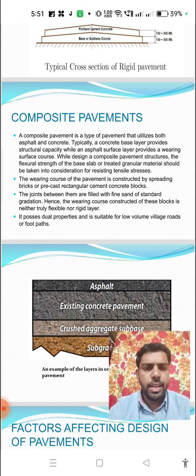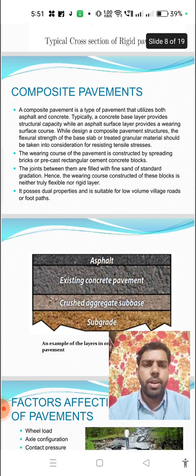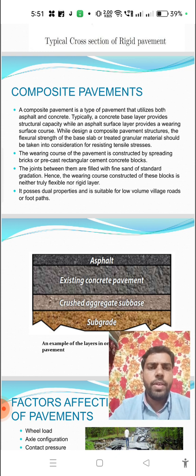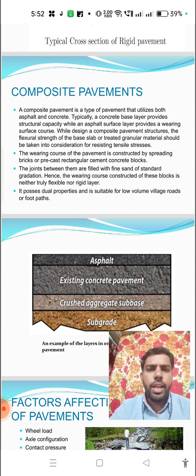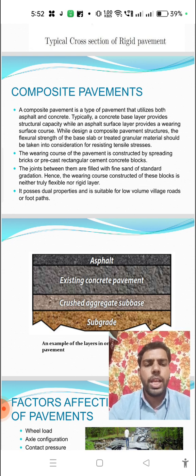We generally see, on the footpaths and the sides of roads, some precast blocks inserted at that location. That is also one of the composite pavements. But in this, joints should be there between the blocks. Those joints should be filled with sand or some filler material. It possesses dual properties and is suitable for low volume village roads.